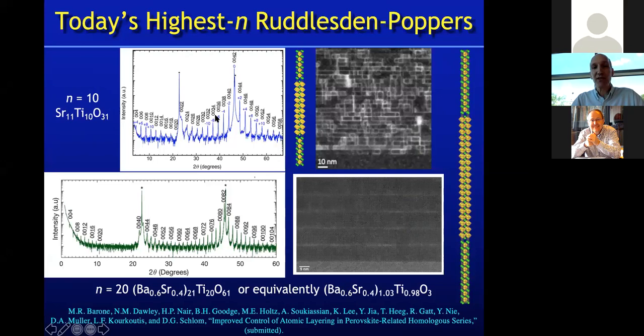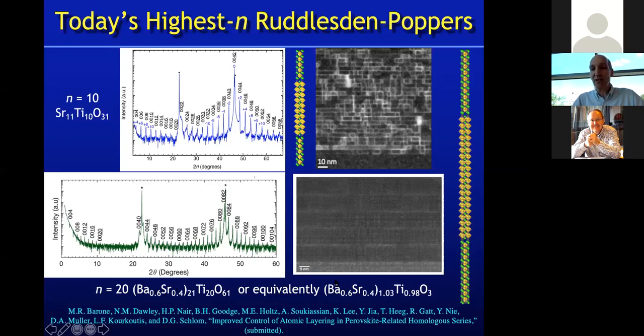Here you see the X-ray diffraction as well as the TEM showing these blocks. I put the unit cell here, but these are 10 perovskite layers, which are between this white line and that white line. The record that's unpublished, we just submitted this, is 20. I should point out that this requires incredible control of fluxes.